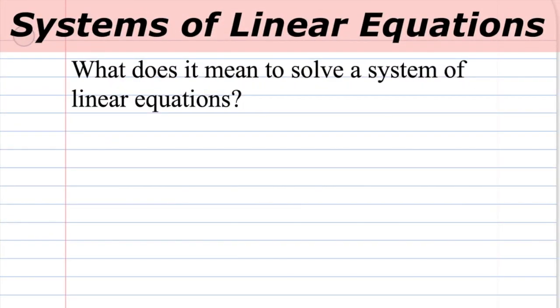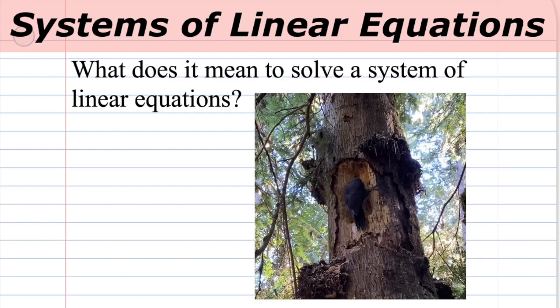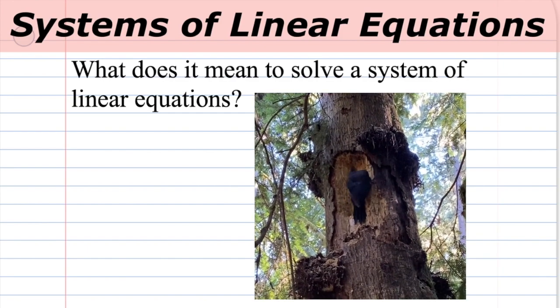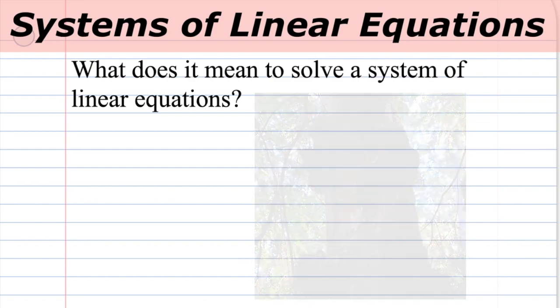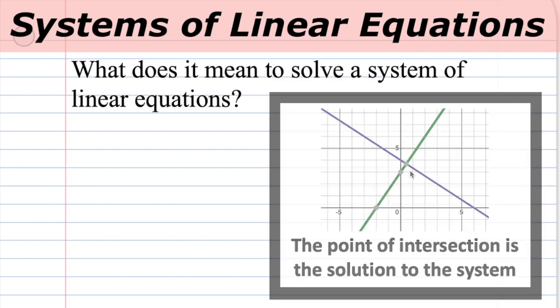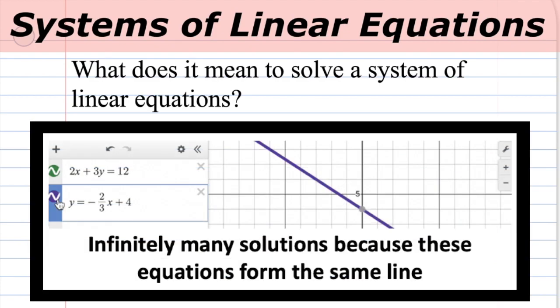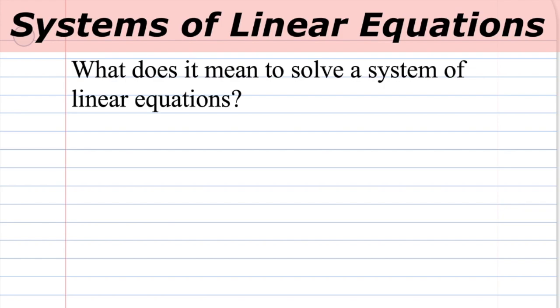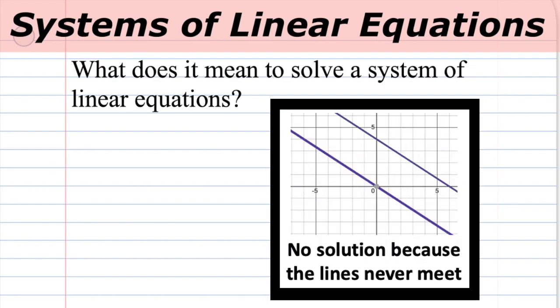And this little discussion brings us to systems of linear equations. What does it mean to solve a system of linear equations? It means, can you find that exact point where the two lines intersect? Is there a point where that happens? In other words, is there a solution, or are there infinitely many points where that happens? Is it the same line? Or do those two lines or equations never meet? That would mean there's no solution to the two equations.